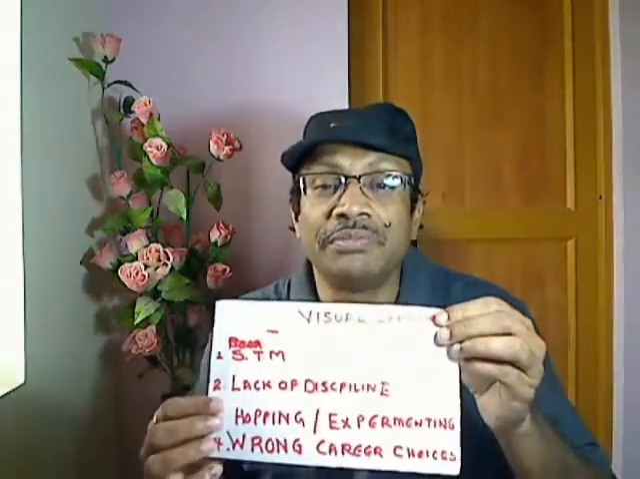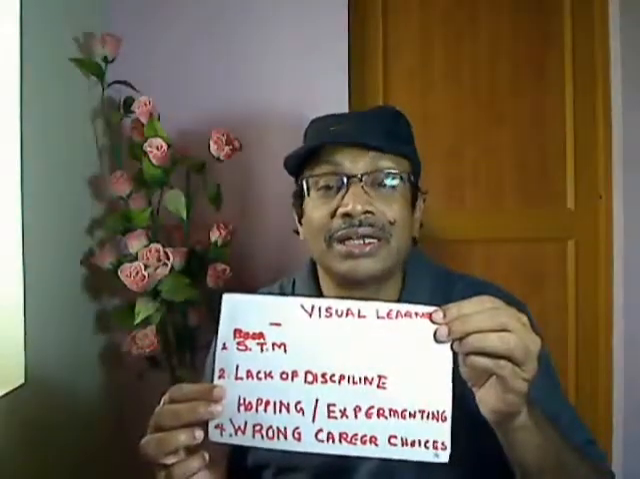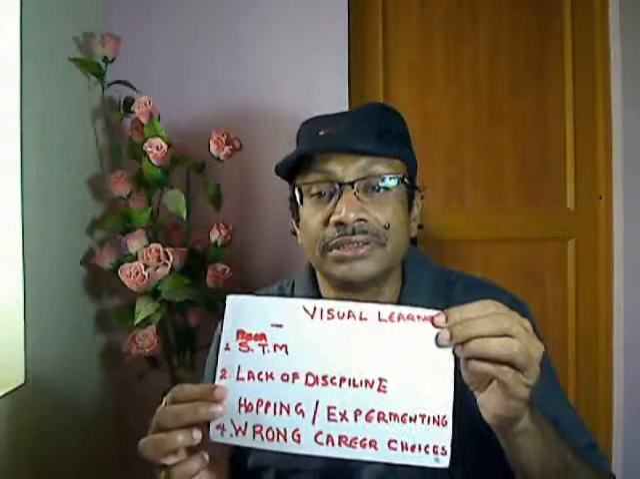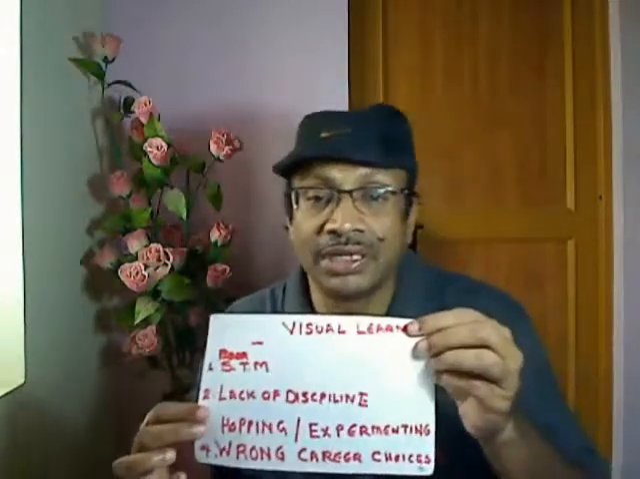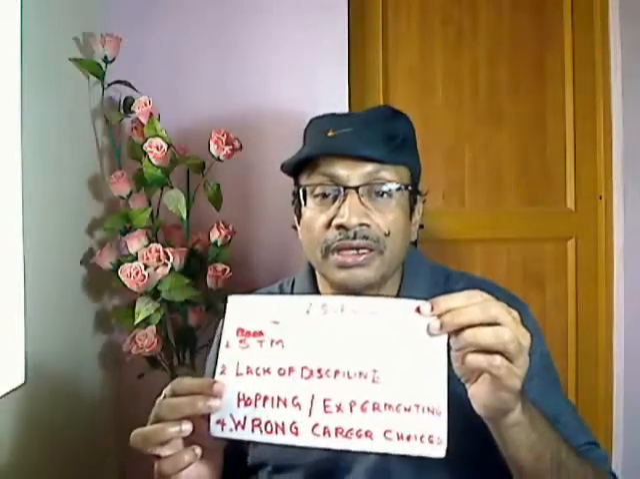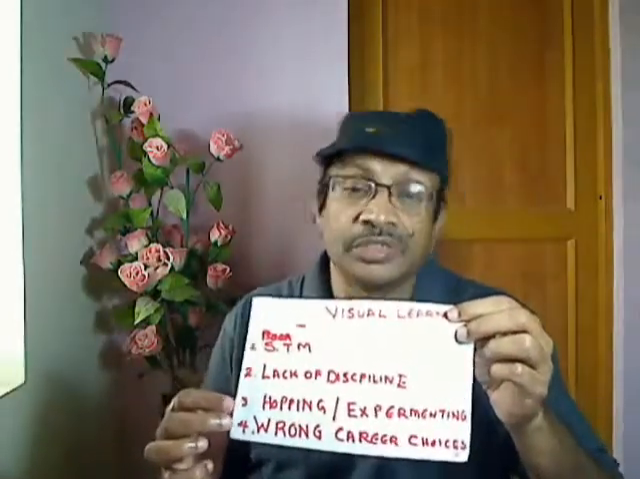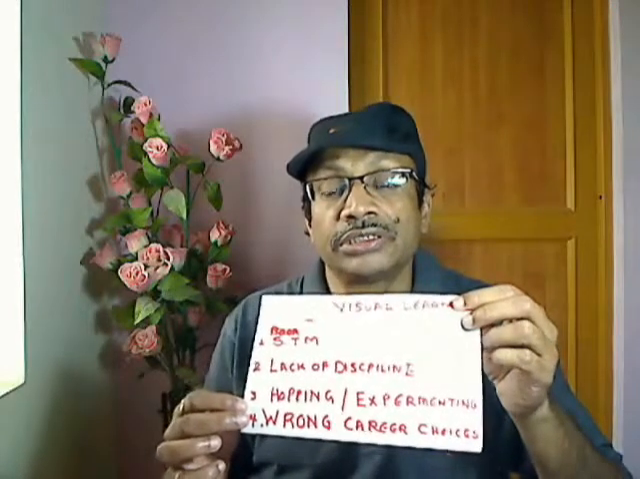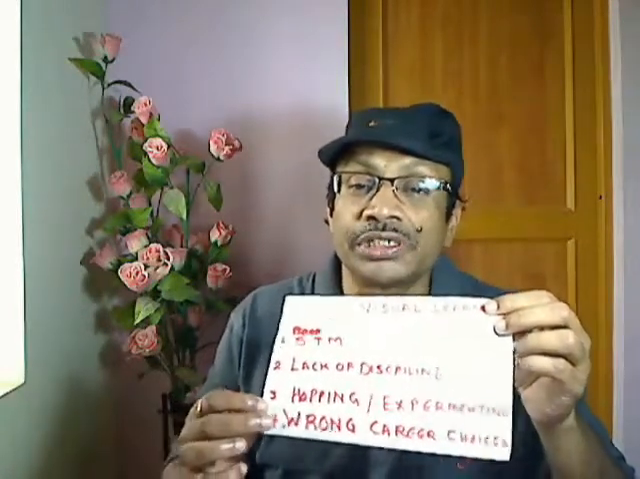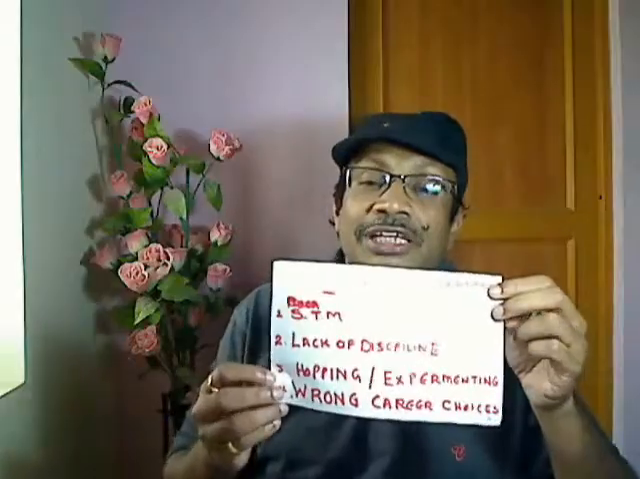These are called visual learners. You know what visual learners are? They have short-term memories. They are a little undisciplined. They keep on hopping, experimenting, sometimes this, sometimes that. And they are very energetic and enthusiastic. In that process, they do impulsive work and enter into wrong career choices.